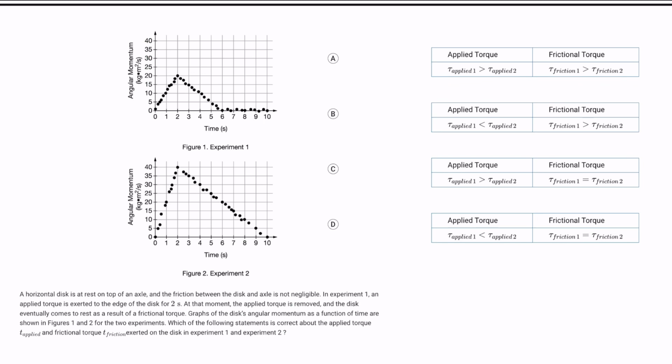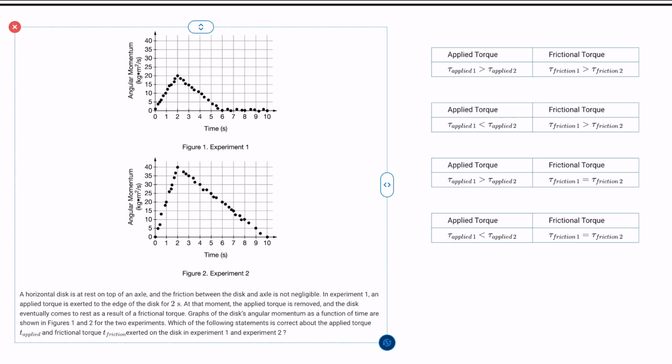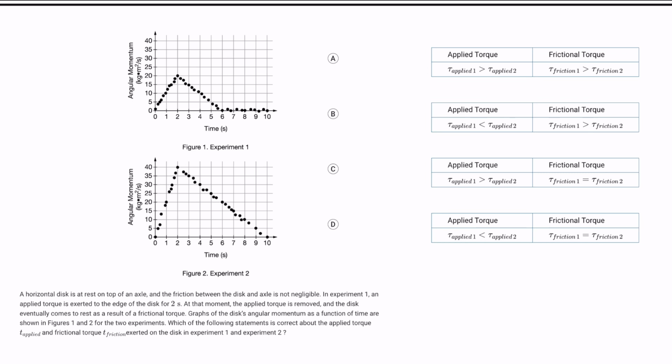Here we have two different experiments with their data plotted on an angular momentum versus time graph. All right, so we have experiment 1 and experiment 2. All right, let's read the question. A horizontal disk is at rest on top of an axle, and the friction between the disk and the axle is not negligible. In experiment 1, an applied torque is exerted to the edge of the disk for 2 seconds. Let me highlight what I just read.